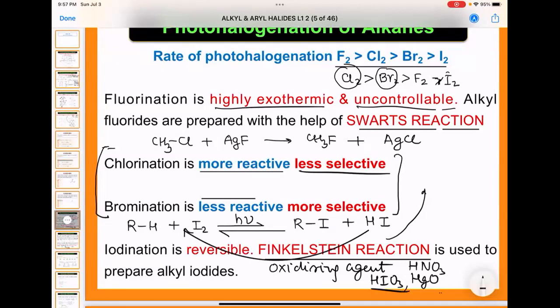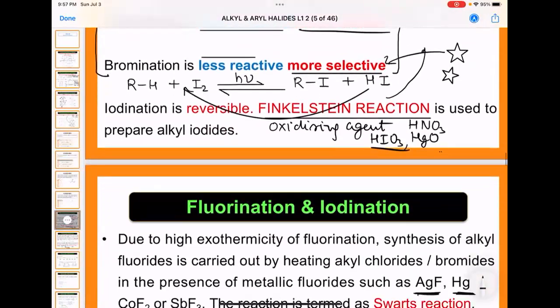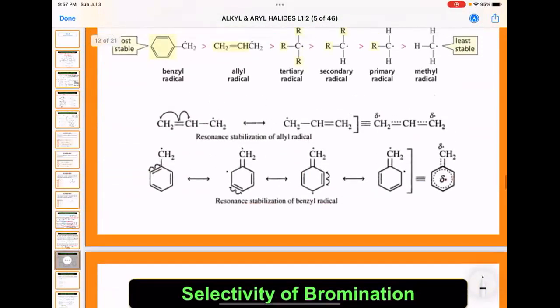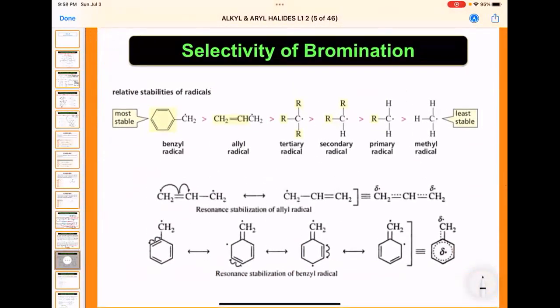But bromine is very important because in most of our reactions, we are going to use bromine. Bromine is less reactive because it is a bit larger in size, so it is more selective. What do you mean by more selectivity? Selectivity means bromine can differentiate between the types of hydrogen atoms, and it will attach itself only to those hydrogen atoms which can break very easily. Okay, so how can hydrogen break easily? Who will decide?